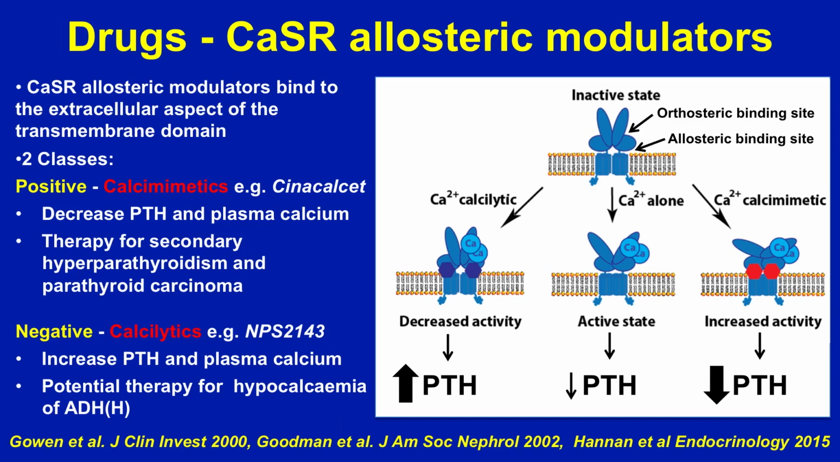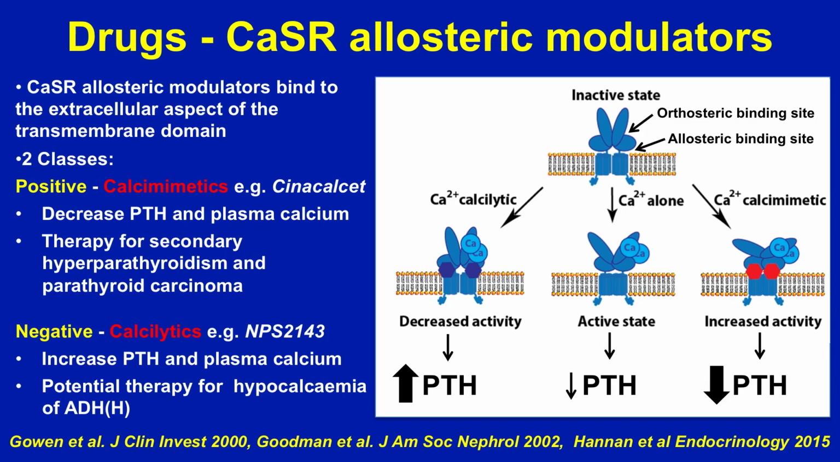So orthosteric binding occurs at the site of the ligand. Allosteric binding occurs elsewhere and alters the function of the receptor. And there are two classes of these allosteric modulators. There's one called positive, which is a calcium mimetic, and you already know about this. This is the drug cinacalcet that's already on the market, and it's there to help decrease PTH and plasma calcium. This is the calcium mimetic over here. These bind to transmembrane domains over here, and that's the calcium mimetic decreasing PTH and plasma calcium.